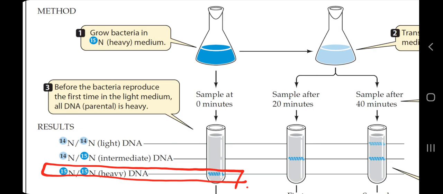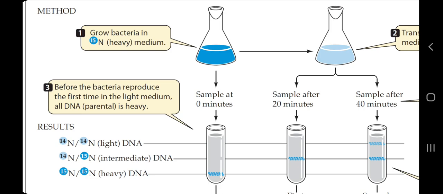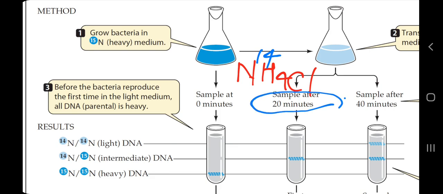Then again they repeated the experiment, but after having 15N bacteria, they provided those bacteria 14N medium, it means light medium, NH4Cl with normal nitrogen, it means with 14N nitrogen. After 20 minutes they killed the bacteria and they centrifuged. Now you understand the importance of 20 minutes. 20 minutes means after having one duplication or one cell division.